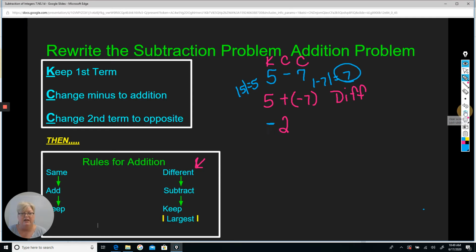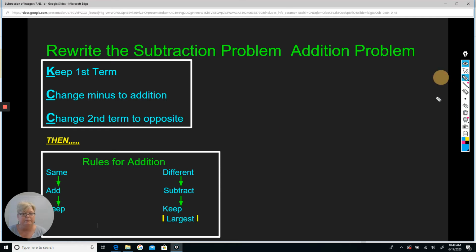So let's look at another example. So I have 4 minus negative 8. And we're going to rewrite this problem. And we're going to use the rule keep, change, change. Now, how did I know to use keep, change, change? Well, this minus sign right here tells me to do keep, change, change.